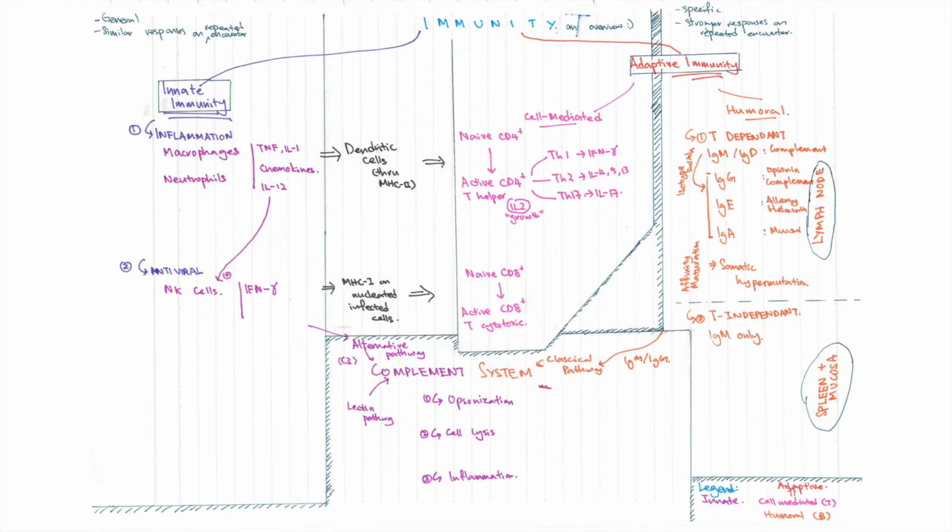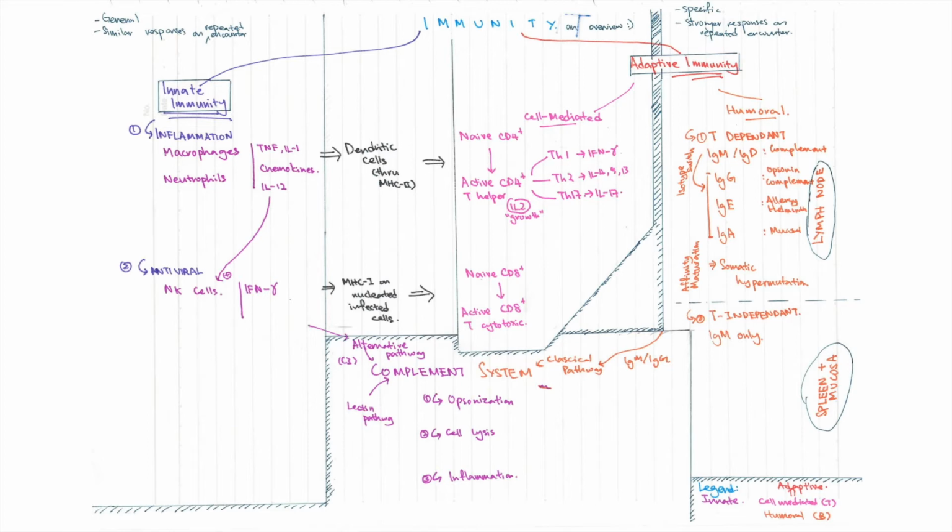So cell-mediated, for now, I'll just say that there are two types of T cells: CD4 plus T helper cells and CD8 plus T cytotoxic cells. I'll also say that under CD4 plus, there are actually different types of effector cells, like Th1, Th2, Th17. There's actually a T follicular helper and a T regulator also. Alright. Then for the humoral part, we have a T-dependent reaction and a T-independent reaction.